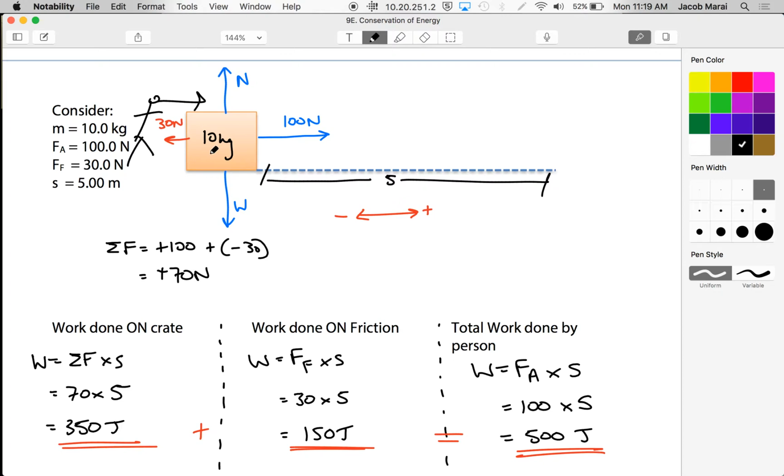Before we looked at the concept of work and energy, you could have done Newton's second law. You could have said, I know the unbalanced force is 70, I know its mass, so I know its acceleration is going to be F over m, which is 7 meters per second squared. I also know s, so I can figure out v. I could use v squared equals u squared plus 2as, my SUVAT, and we could have gotten exactly the same answer using acceleration. But this is a different way to look at it.